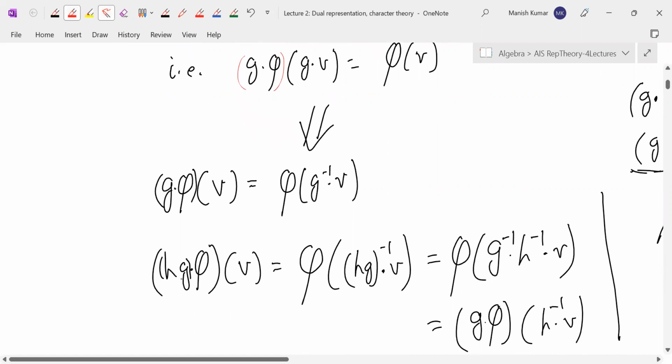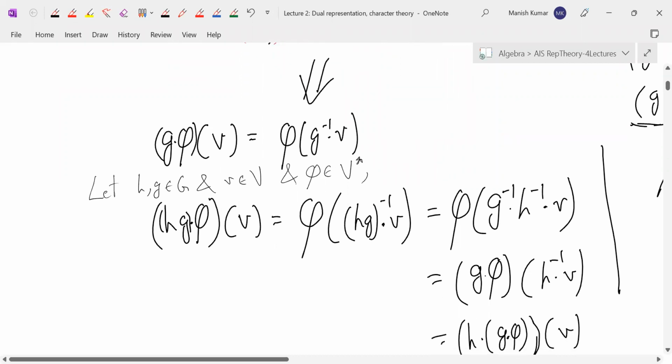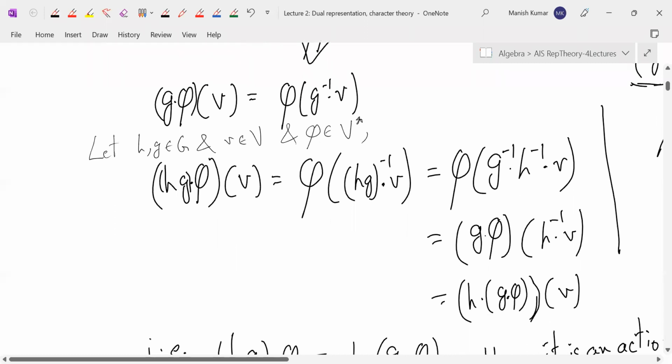So hg dot phi, where h and g are in the group. So let h, g be in G, and v be in V, and phi is in V star. So we want to verify that this G dot phi is indeed an action. So we look at hg dot phi and evaluate it at an arbitrary element of the vector space V. That is the same, by definition, as phi of (hg) inverse dot v, but what is (hg) inverse? That is g inverse h inverse dot v. Remember the action of g on v, so g inverse h inverse of v is the same as, you can club this and then do it.